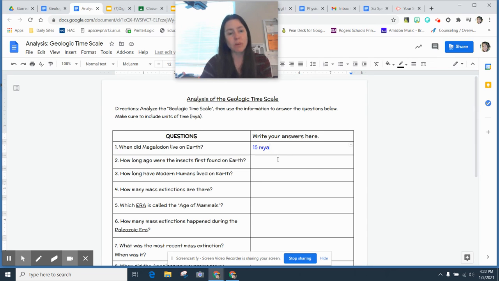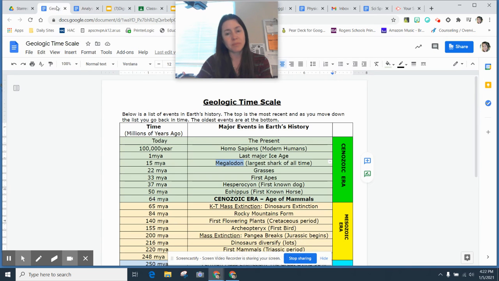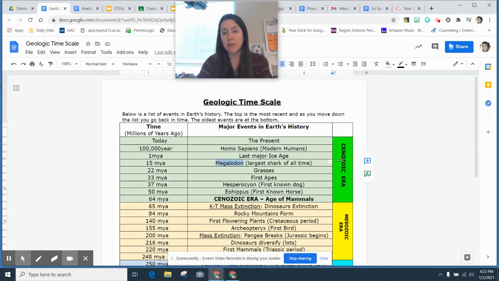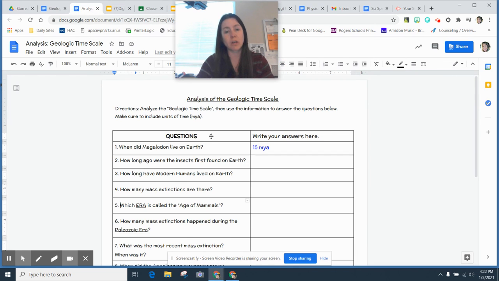Okay, now let's do one more together, and I already went over this one. Number 5, which era is called the Age of Mammals? Again, the eras are these color-coded segments of time, and the Age of Mammals, right here in green, is known as the Cenozoic era, and that is the era we are currently in.